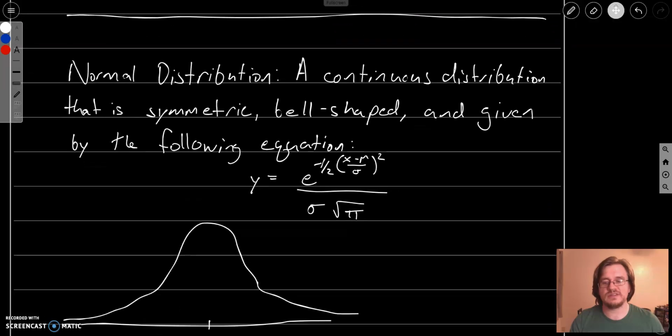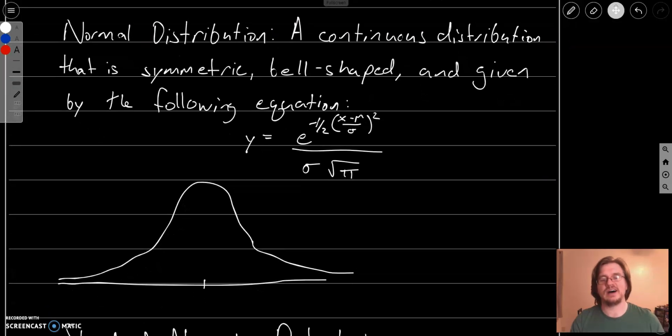Normal distributions are not going to be as easy. We're going to have to use calculators that will be built into StatCrunch, so we're not actually going to have to do very many calculations with this. First of all, this chapter is mostly about normal distributions. A normal distribution is a continuous distribution that's symmetric. We have this picture down here, and we can see that it's symmetric. If you flip it over, it looks the same. It's bell-shaped: it comes up in the middle, then falls back down. And it's given by this equation.